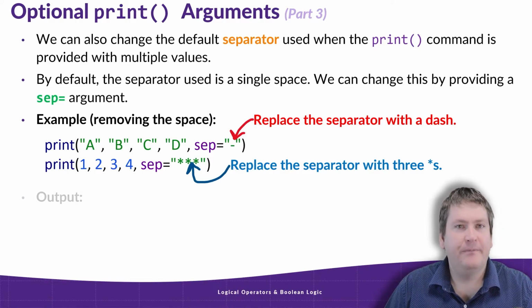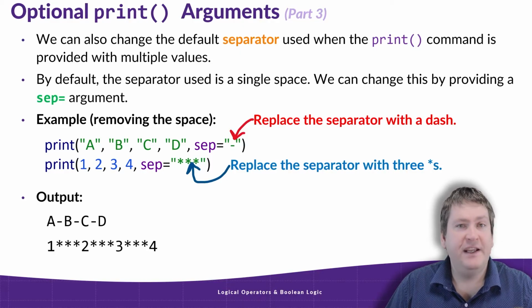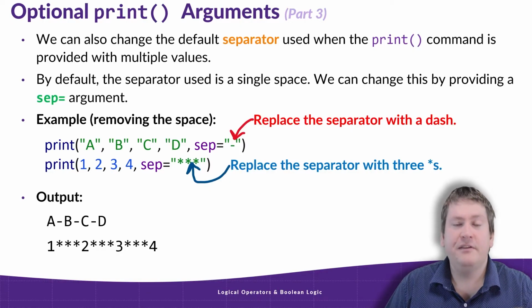Okay, let's see. So in this case, we get A dash B dash C dash D. And for the second line, we replaced it with 3 asterisks. So between each value, we get 3 asterisks. So 1, asterisk, asterisk, asterisk, 2, and so on.